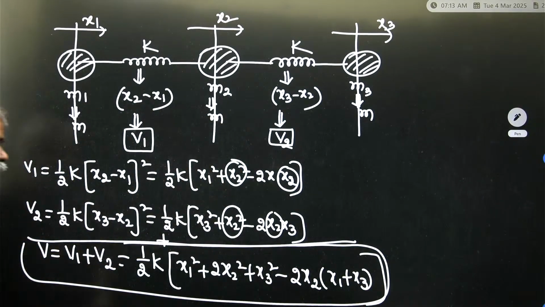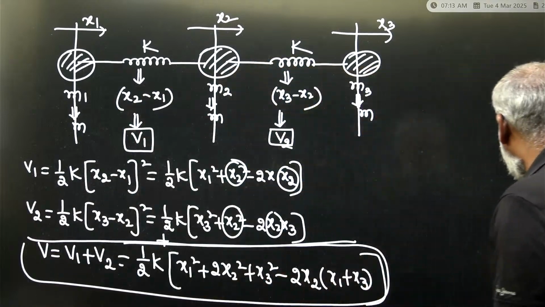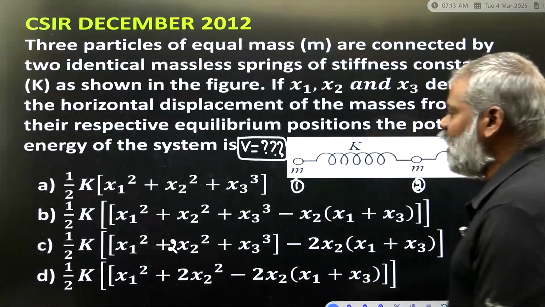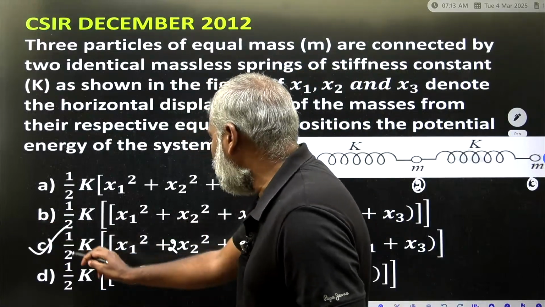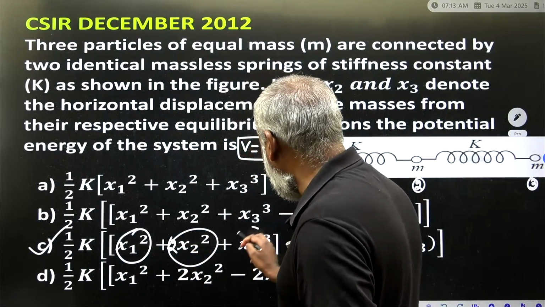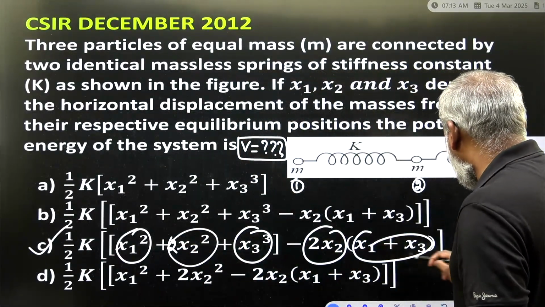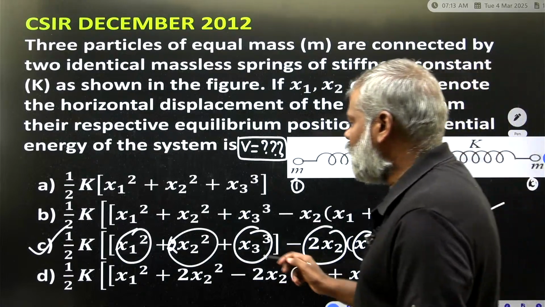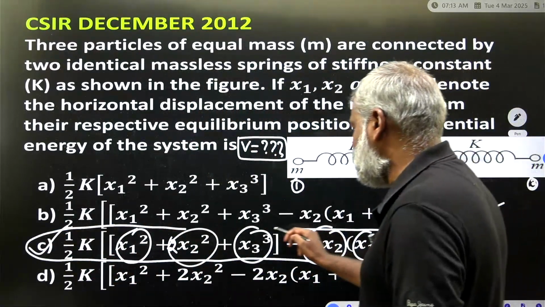Now you are able to see the answer. What are the answers? You have to see in our answers 1 by 2k. Now you have to see option B. Option C, you have to see 1 by 2k (x1 square plus 2x2 square plus x3 square minus 2x2 into (x1 plus x3)). This option is the correct option. Option C is correct. How simple it is.